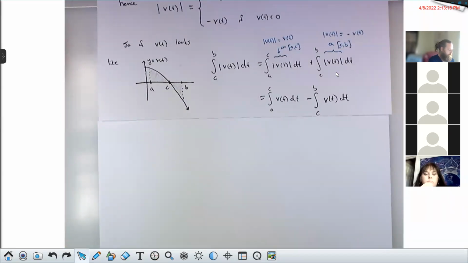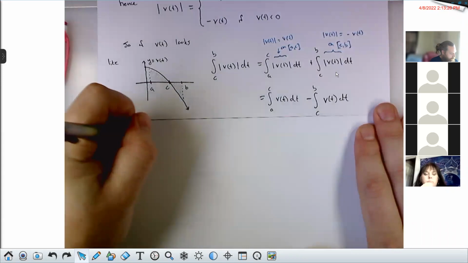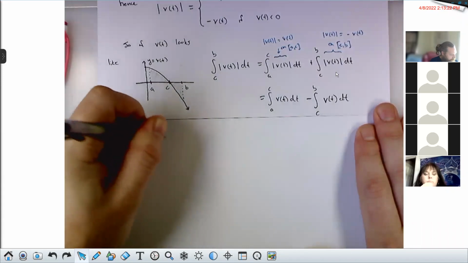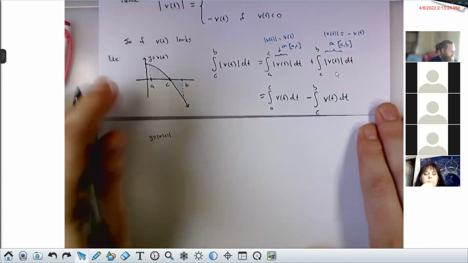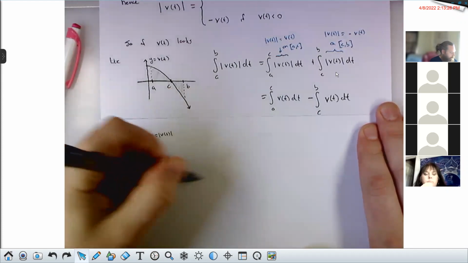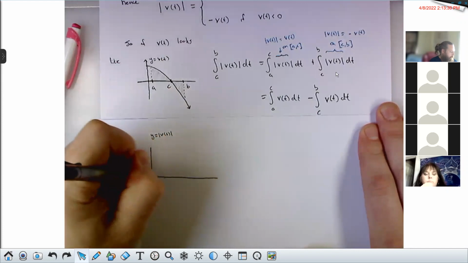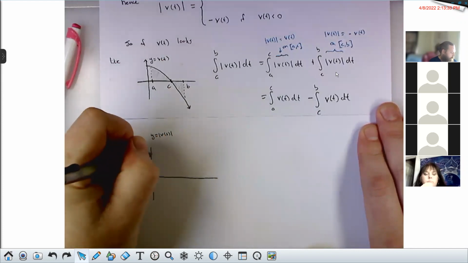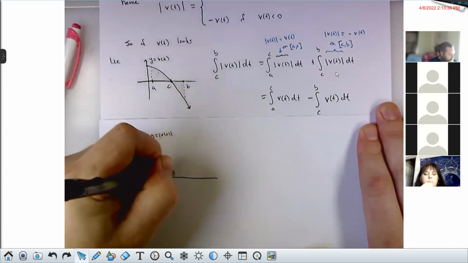We want to draw y equals the absolute value of v of t. That will look different. We would have the same thing going on from 0 to c.